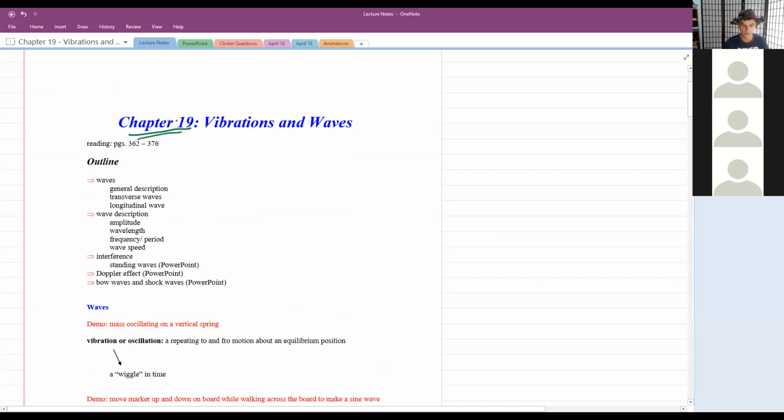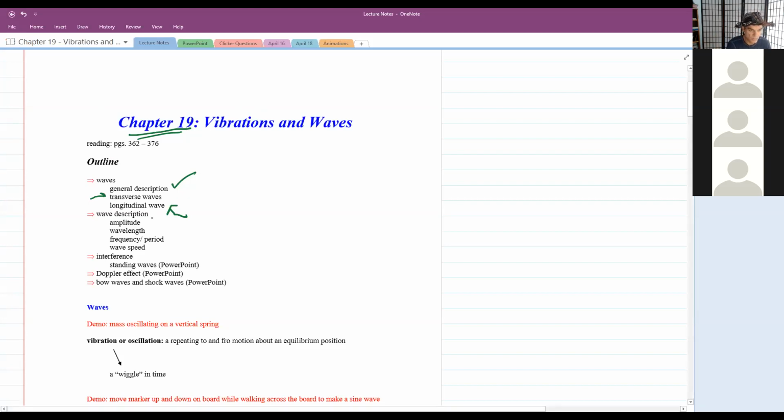So we're going to start with just a little general description of what a wave is. And then there's generally two different kinds of waves that we talk about. One is called transverse waves. These are the waves you're probably used to thinking about, like water waves, waves on a string, things like that. The other kind is what's called a longitudinal wave. Sound is a perfect example, or moving a slinky back and forth, which we'll look at.